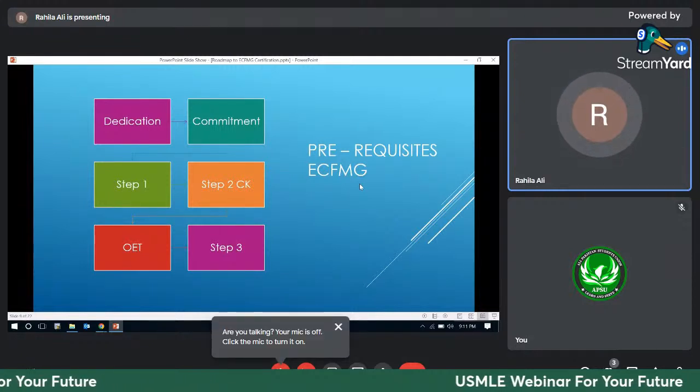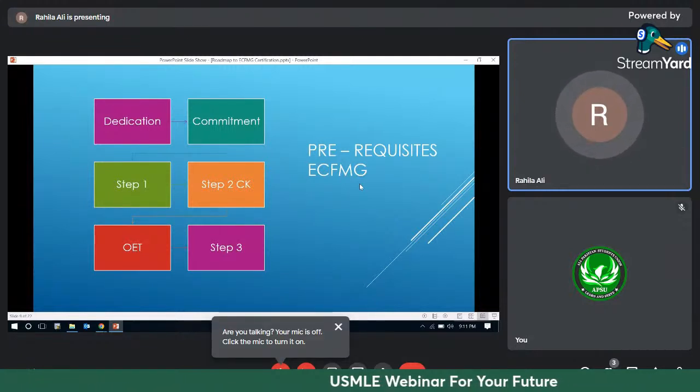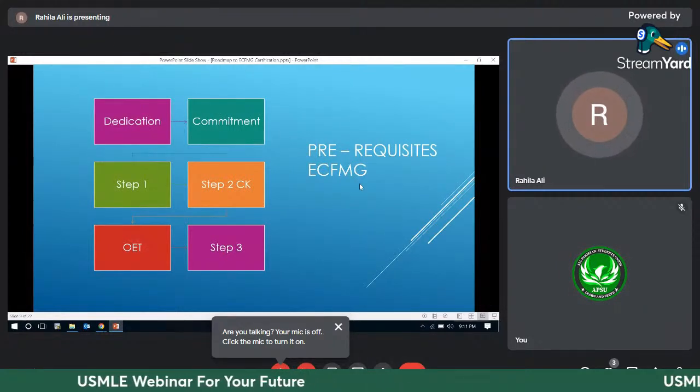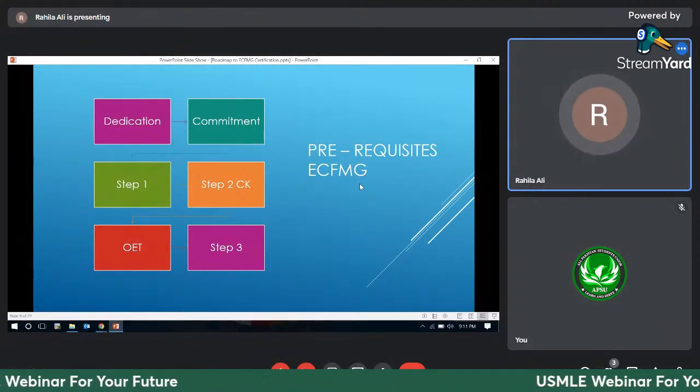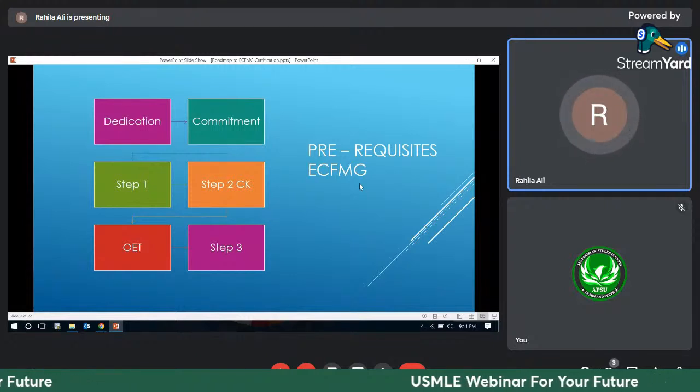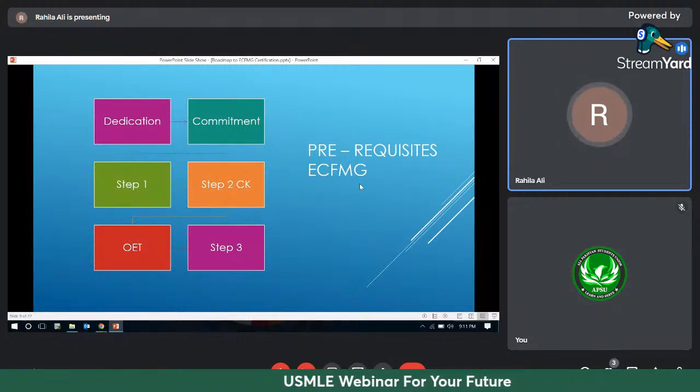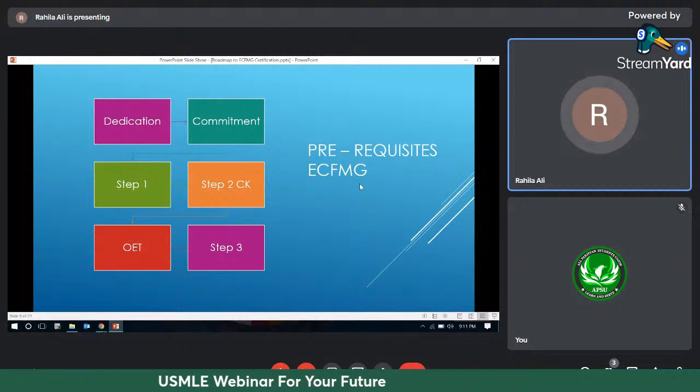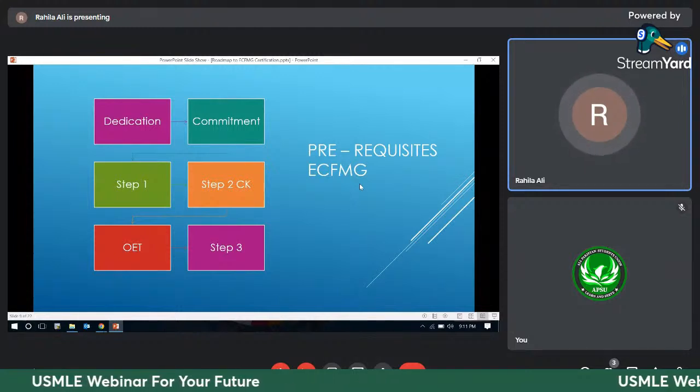Okay, these are the prerequisites. This is the most important slide, I think, and the first two parts of this slide are the two most important things. First and foremost is dedication. Dedication is the key to this pathway. Once you are dedicated and committed, then you can do the steps.